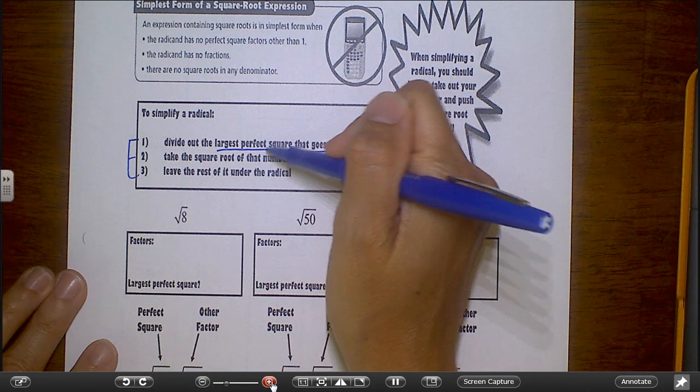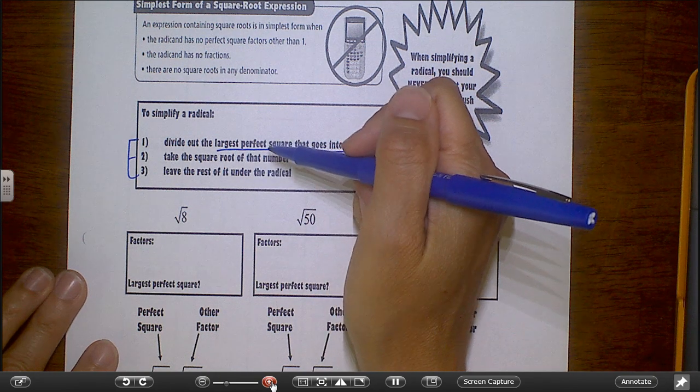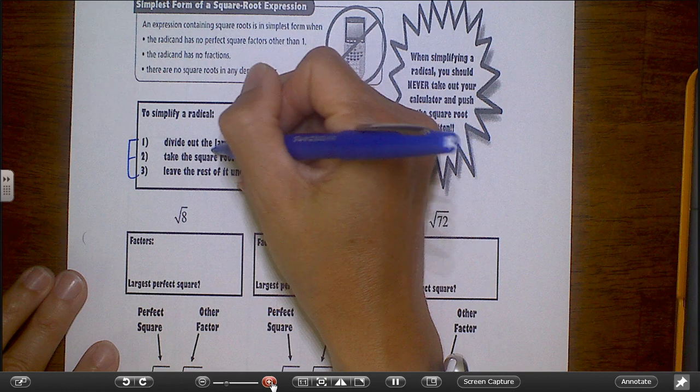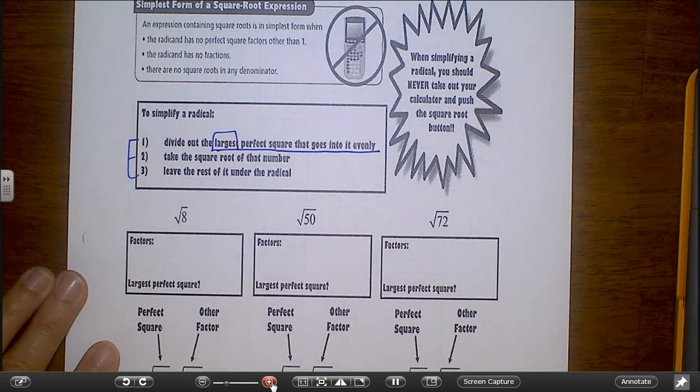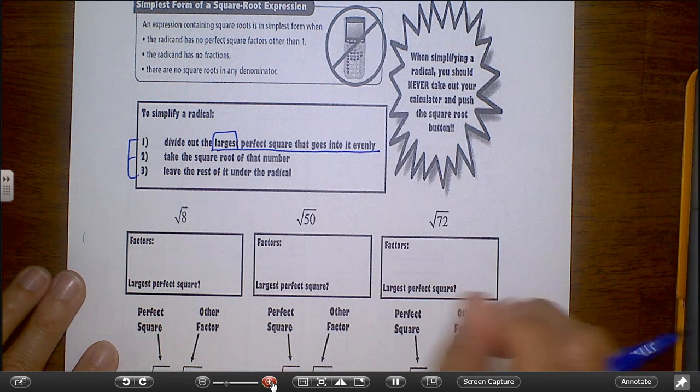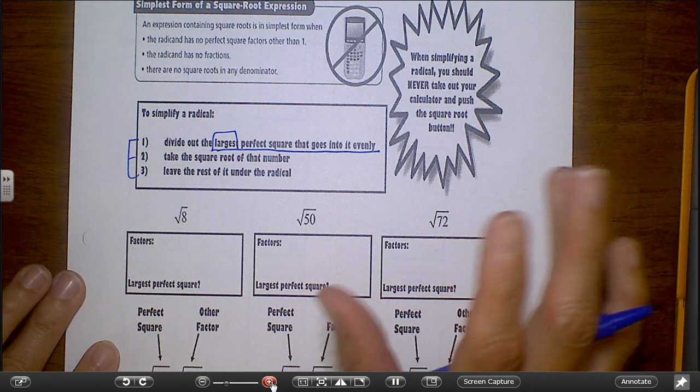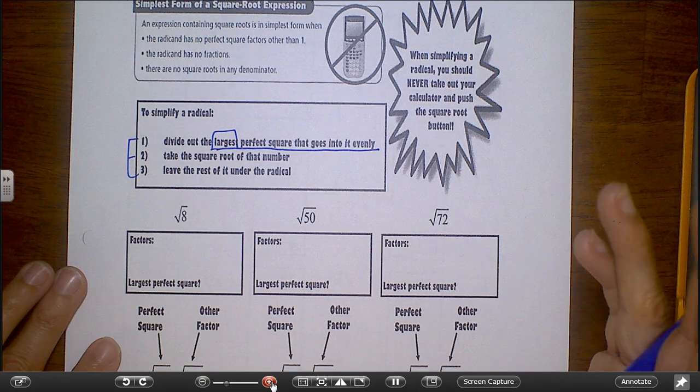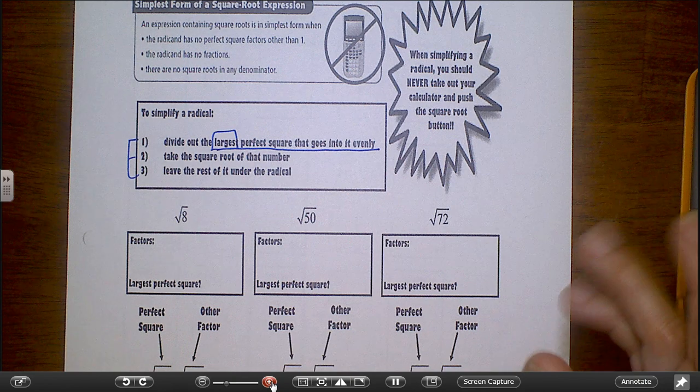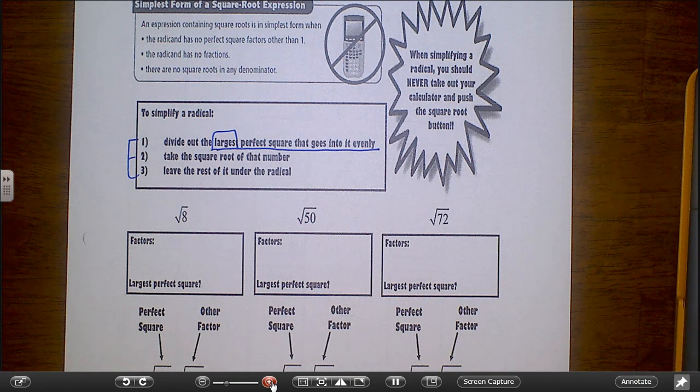You can divide out any perfect square that goes into it, but if you find the largest, there's a benefit to that. It means you only have to do it once. If you don't find the largest perfect square right away, then you'll have to continue to simplify. And I know that you guys like to do things quickly. So finding the largest perfect square is the best idea.